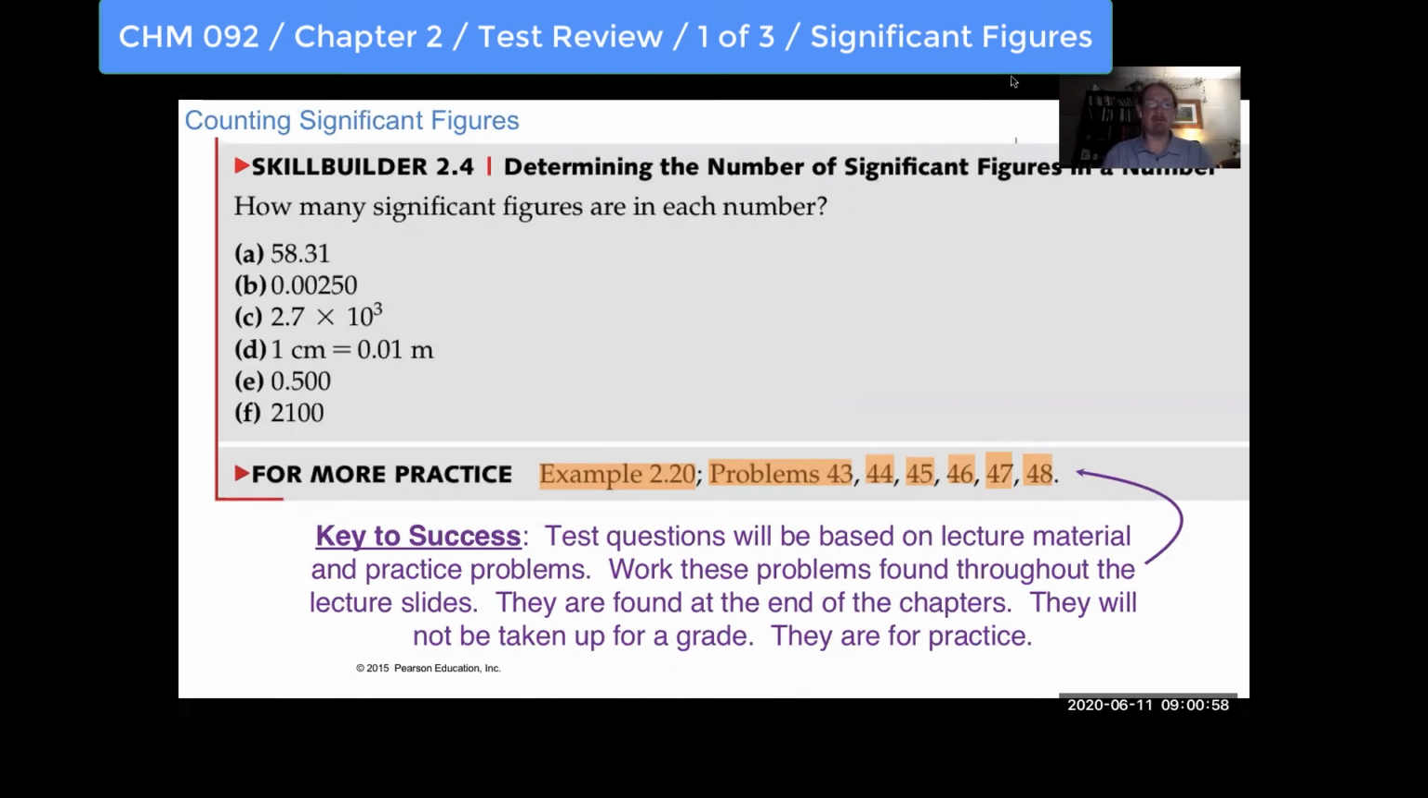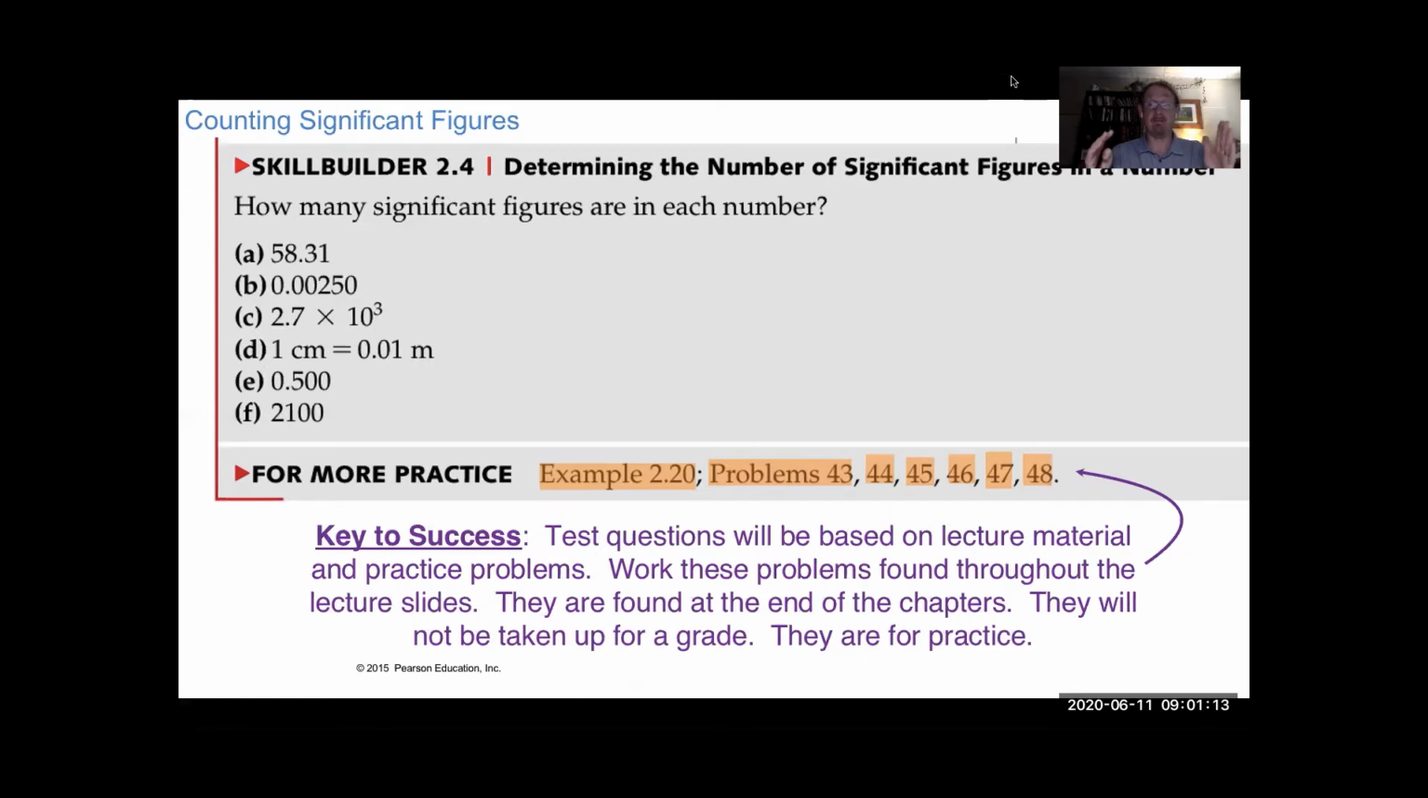I'm going to go over these problems. I'm going to hit on significant figures, the use of them in calculations, talk a little bit about the metric system, dimensional analysis, and then density calculations. And that's really the most important topics in chapter 2. It's about the only ones.